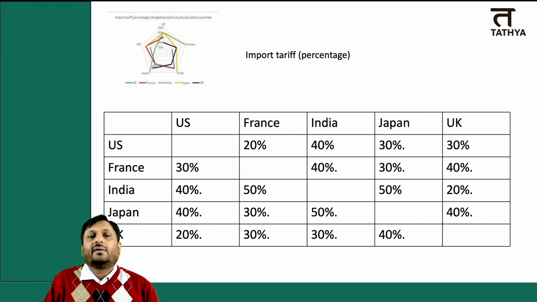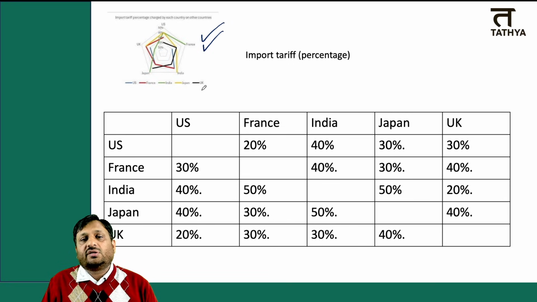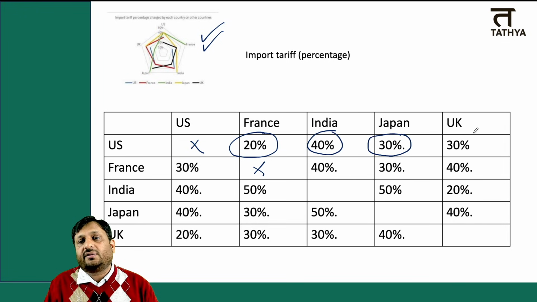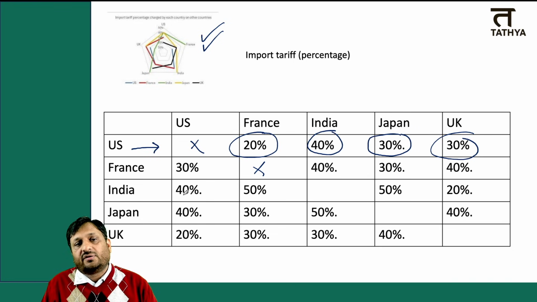So what I did was write all this information in the form of a table to give you a better understanding of the data. Of course, the US will not charge any import tariff on the US. Import cannot happen. Similarly, France cannot import from France. The US is charging 20% on France, 40% on India, 30% on Japan, and 30% on UK. It is like this. Similarly, France is charging 30% on the US and so on.